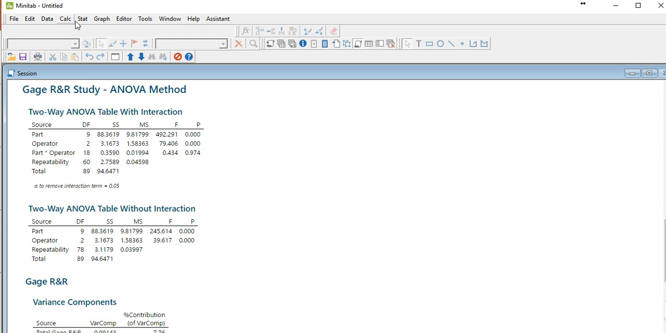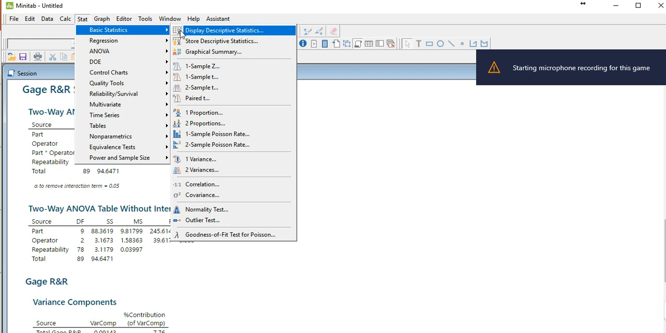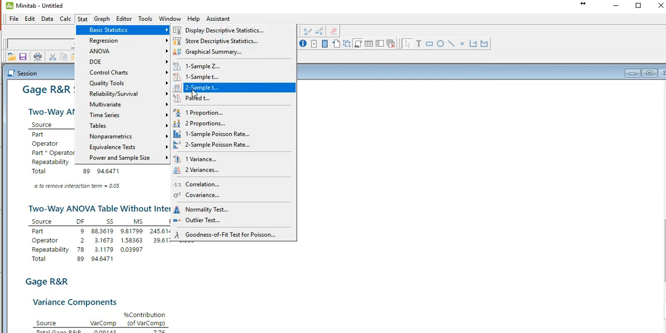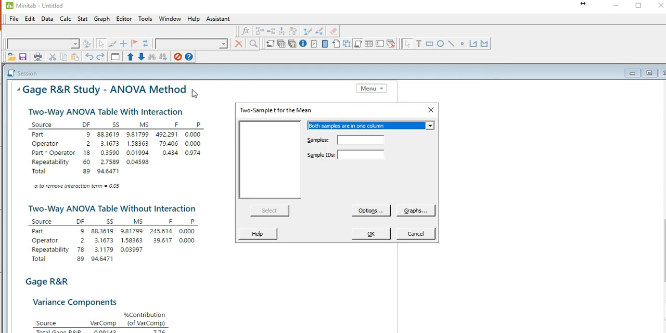Okay, so if you go to MINITAB, go to Stat, Basic Statistics. This time you go to two-sample t, because we have two populations and we don't know the population standard deviation. Therefore, we need to use t. If you have the raw data, you can choose, for example, in a column. Now we will use the summarized data here.